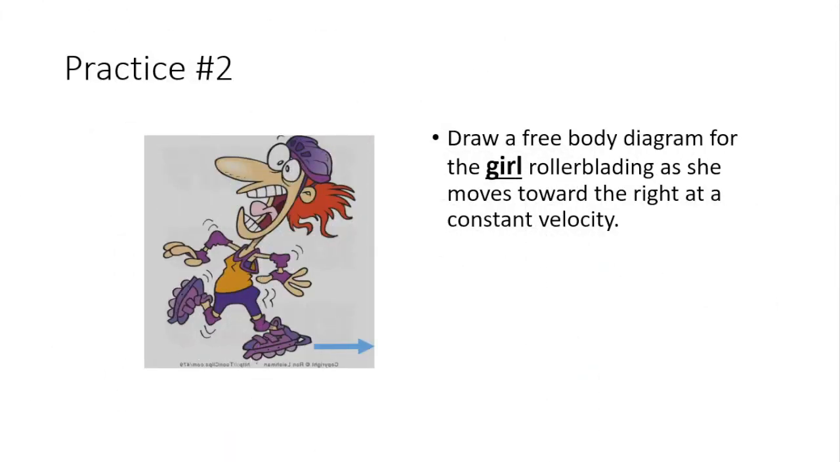Let's look at our second problem. This one says draw a free body diagram for a girl that is rollerblading as she moves towards the right at a constant velocity. Key word here is constant velocity. Because it's a constant velocity, we already know that forces are balanced, because a constant velocity means that we are not accelerating.